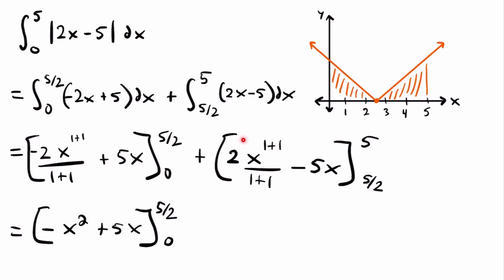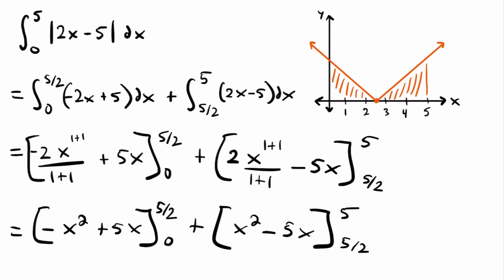then we will simplify this term. Note that 1 plus 1 is equal to 2, and that will cancel out with this 2, and so we will have plus x squared minus 5x, and that will still be evaluated from 5 halves to 5.